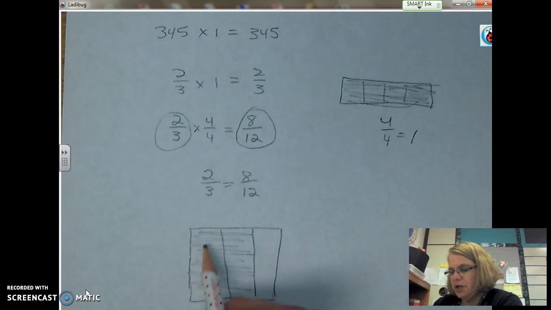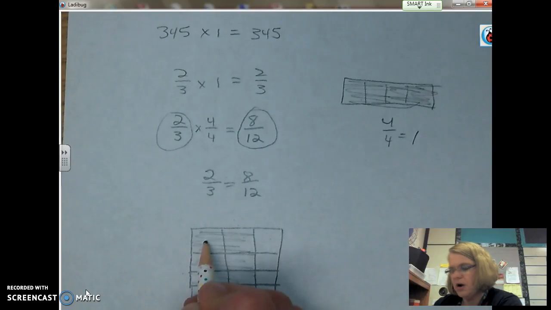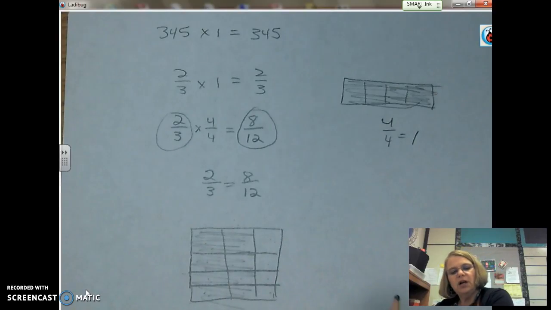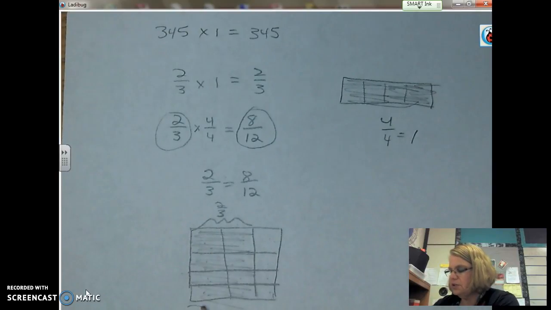So if I have 3 columns, how many rows do I need to have? 3 times 4 is 12. So in order to make 12 boxes, I need to have 4 rows of 3. 1, 2, 3, 4. So 1, 2, 3, 4, 5, 6, 7, 8, 9, 10, 11, 12. So now there's 12. The 2/3 is equal to 8/12. And since we split it 4 ways this way, we can say that 2/3 times 4/4.